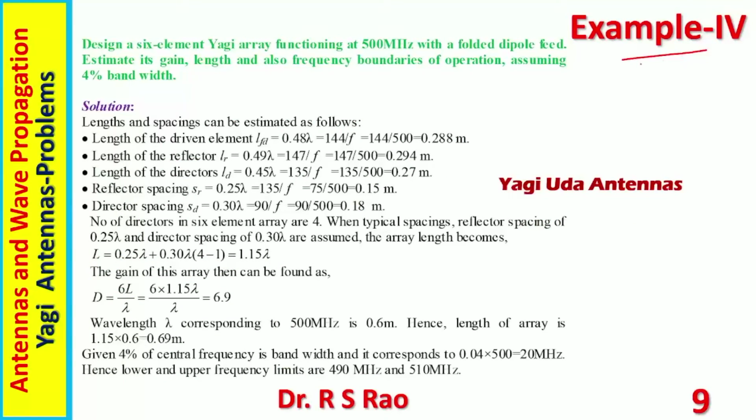Another problem, example 4. This is also on Yagi array. Design a 6-element Yagi array functioning at 500 megahertz with a folded dipole feed. Estimate its gain, length, and also frequency boundaries of operation, assuming a 4% bandwidth. Solution. Lengths and spacings can be estimated using the formulas. Certain formulas are available. They give approximate spacings, approximate lengths of the elements. So they don't give exact values. They don't give exact design approximations.